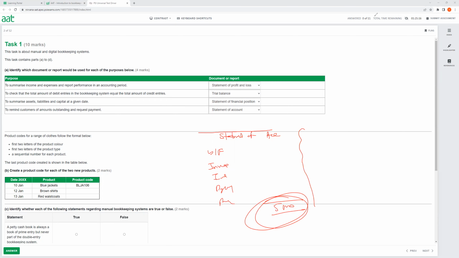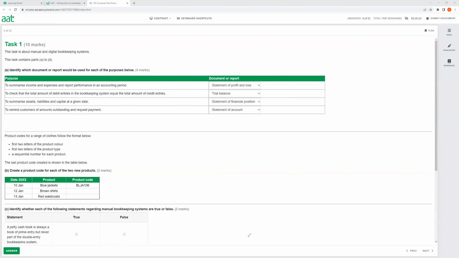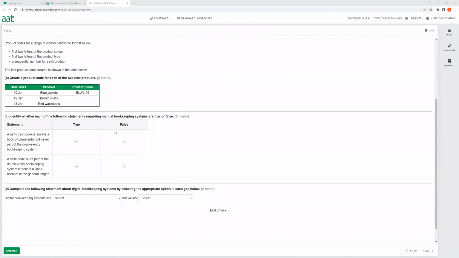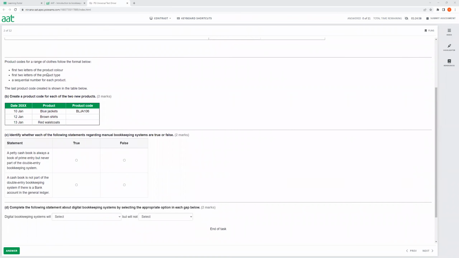All right, the next one we have here is, say the product code for a range of cloth. Follow the format below. Now this question will always be in the exam for 2 marks. Quite easy, just need to follow the instruction. First two letters of the product color, first two letters of the product type, a sequential number for each product. So create a product code for each of the two new products.